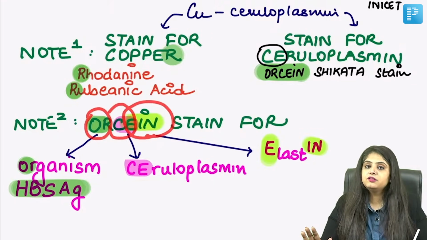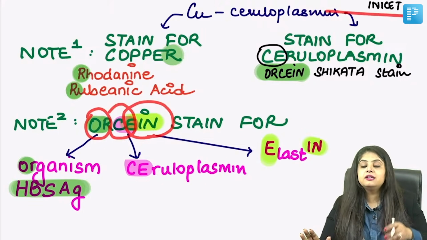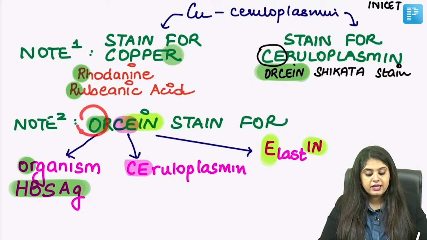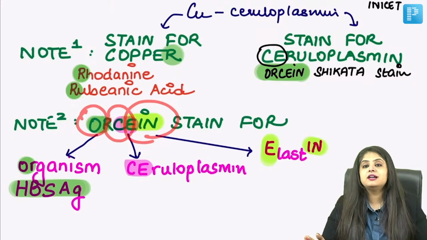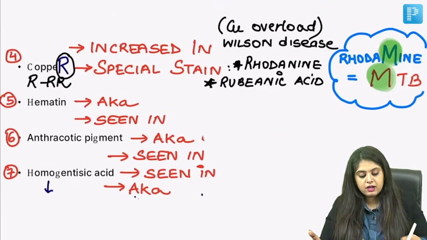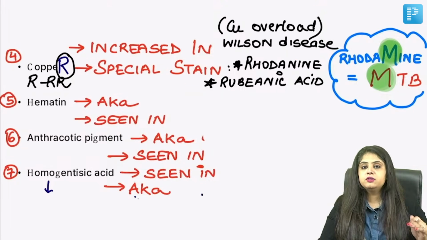Now will you remember this always? Even for INICET people tend to forget because that is very top-notch information. But if you learn it this way, you will remember it for a longer time. Organism, ceruloplasmin and elastin. These are the three things for which Orcein Shikata stain is used. Coming back, copper pigment done. University question done, NEET PG done, INI done, all questions done.